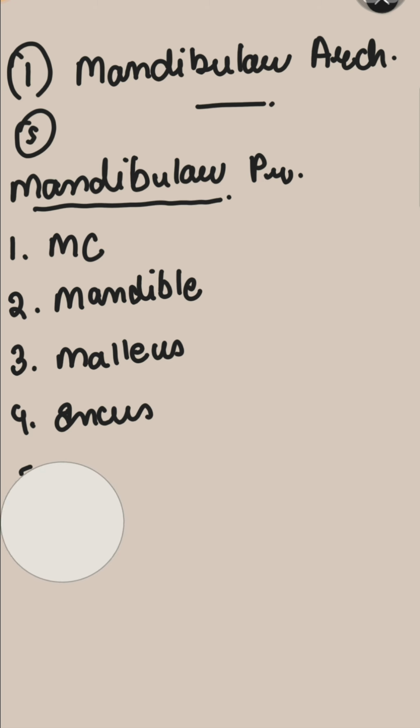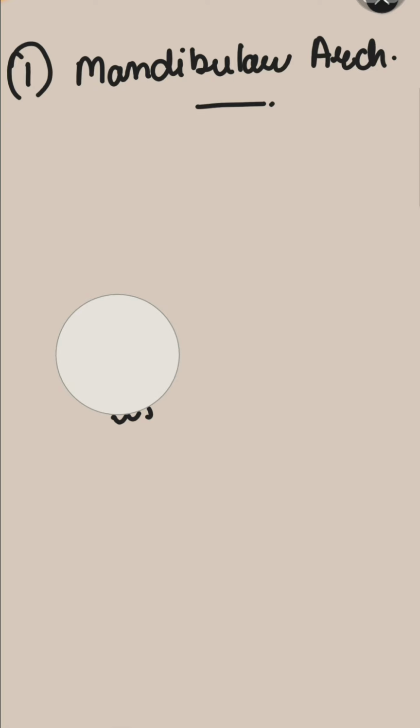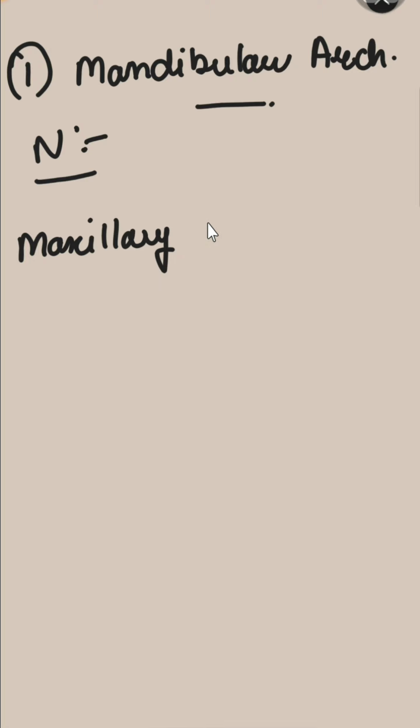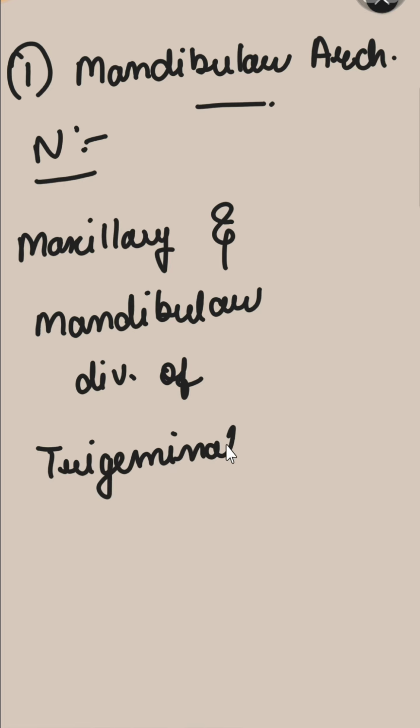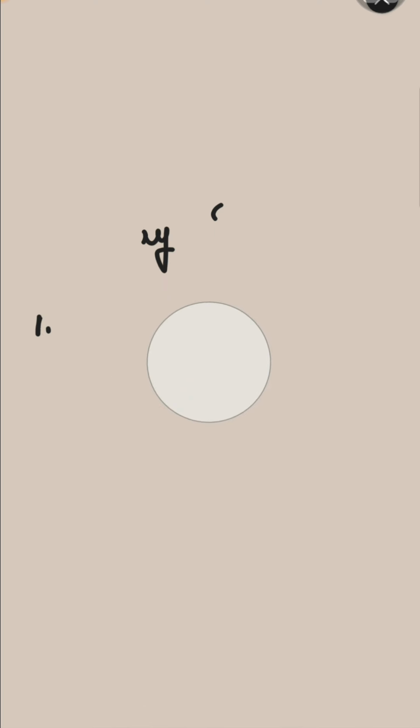Now this arch is supplied by a nerve. The nerve supply of this arch is maxillary and mandibular division of trigeminal nerve. So this is the nerve supply of the mandibular arch. Now let's move on to the second arch.